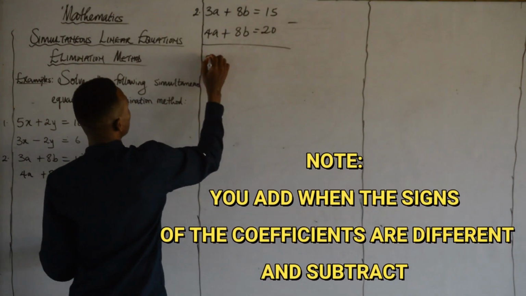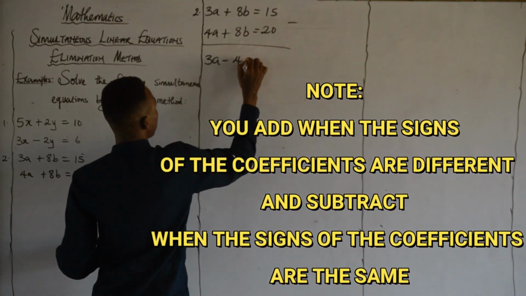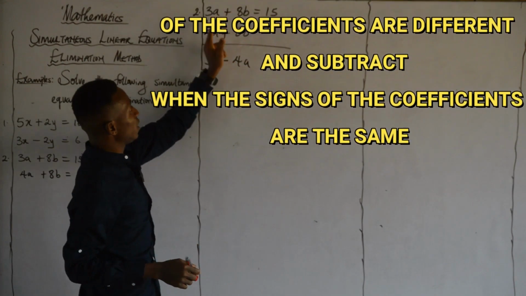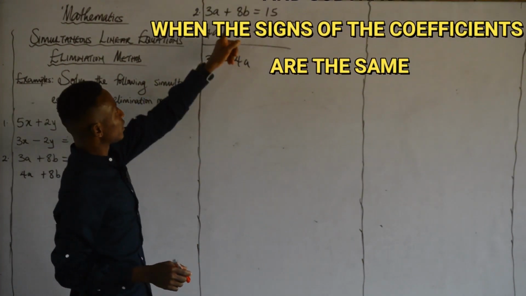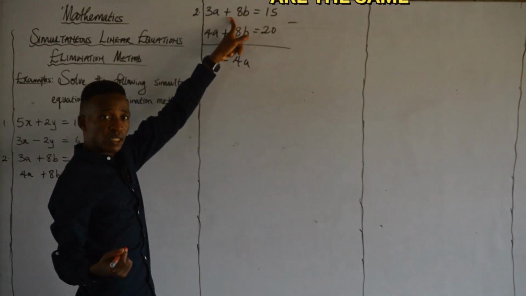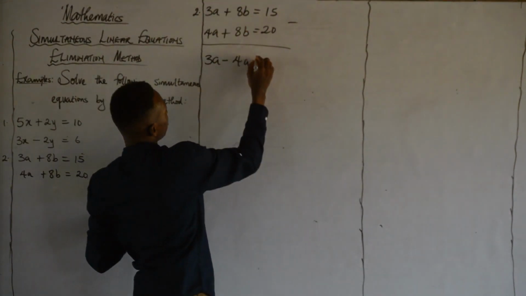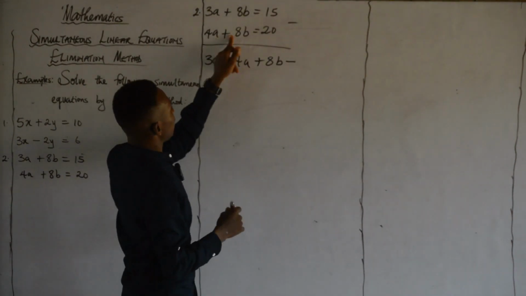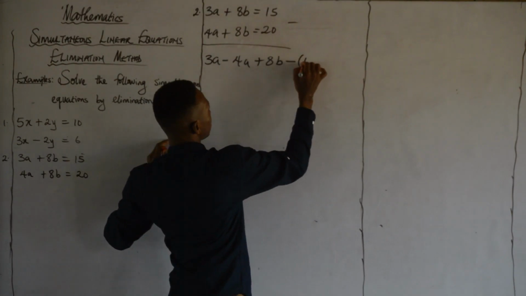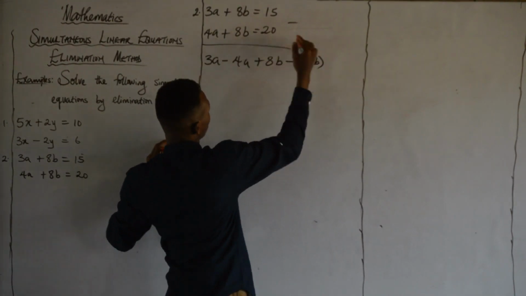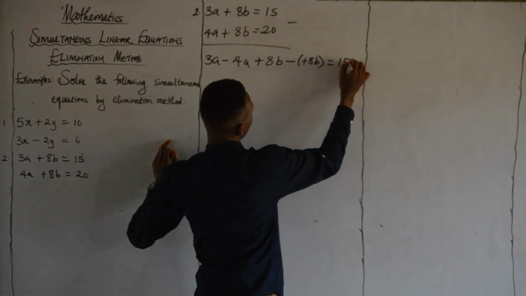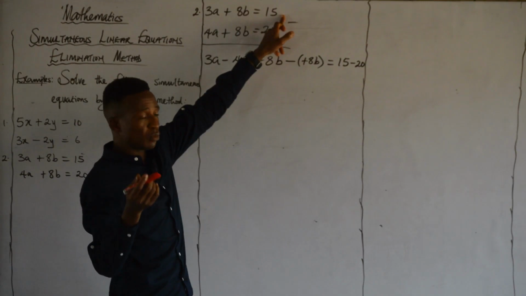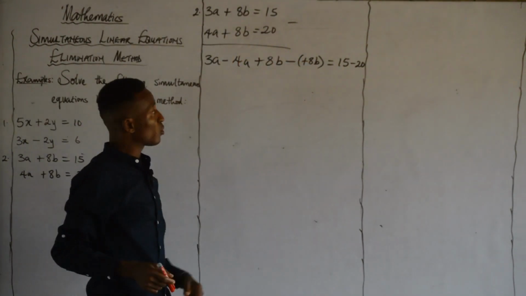So here we have 3a minus 4a. That means I'm subtracting equation 2 from equation 1. Write your 3a minus 4a. Now go to equation 1, since you are taking the b now. So here we have plus 8b, minus, now we're having plus 8b. Open the bracket, plus 8b, close your bracket. Everything equals 15 minus 20. That's the 15 outside the equals to, the minus the 20 outside the equals to.